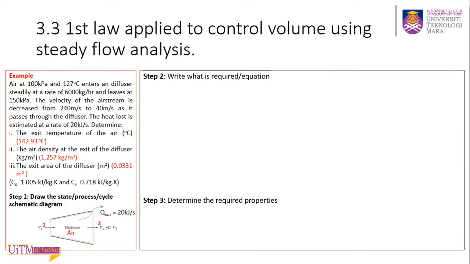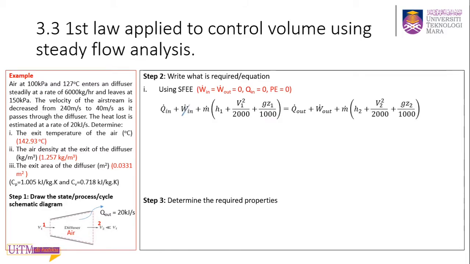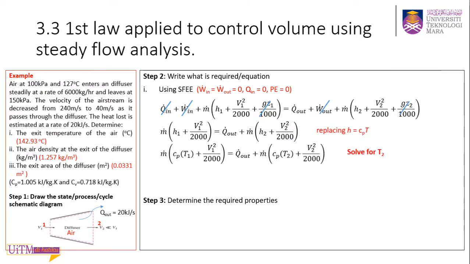For step 2, to find the exit temperature, since the substance is a gas, we will use the SFEE. But first, remember to identify and write the conditions for the system. From the general equation, cancel the terms based on the condition and rewrite the equation. Since the substance is a gas, we must replace h with CpT, and from here we can solve for temperature at state 2 in step 4 later.